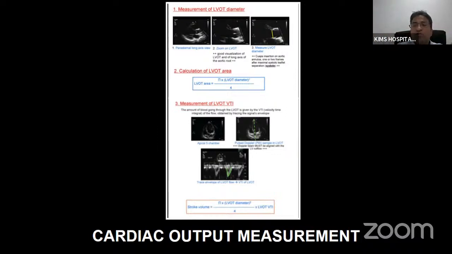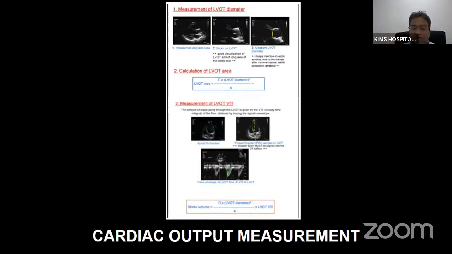So if you measure the flow at one site, automatically you can get the flow at the other. That is known as the continuity equation. And the second presumption we are making is that the LVOT is circular. If it's circular, you take the diameter of the aortic annulus, make it half, and it becomes the radius. Then you can get the pi r squared area of that.